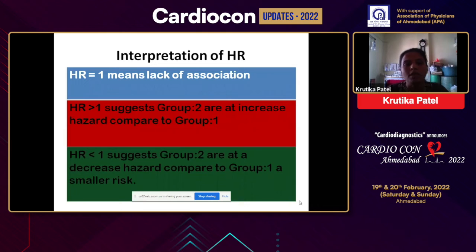Now we can see interpretation of hazard ratio. If hazard ratio is equal to 1, it means lack of association between two groups. If hazard ratio is greater than 1, it suggests group 2 is at increased hazard compared to group 1. If hazard ratio is less than 1, it suggests group 2 is at decreased hazard compared to group 1, a smaller risk.